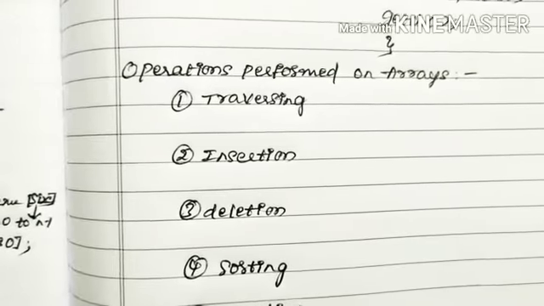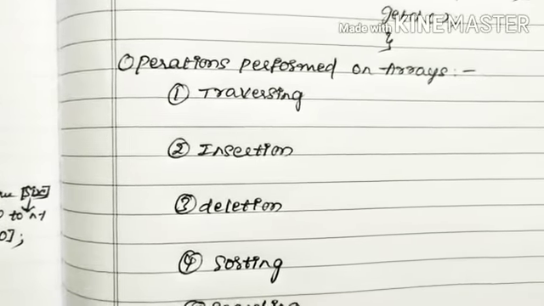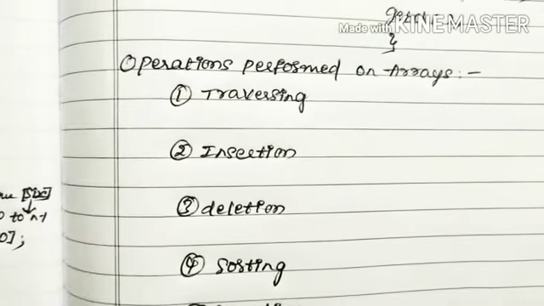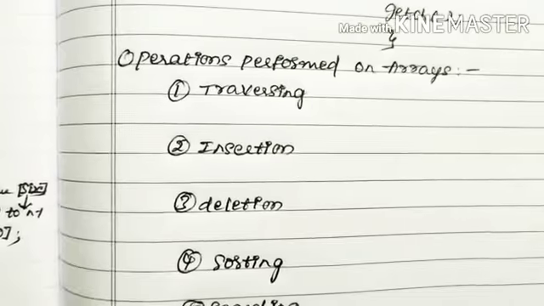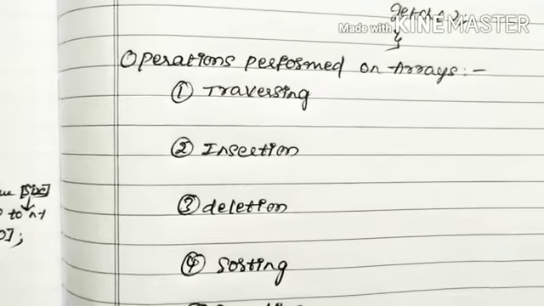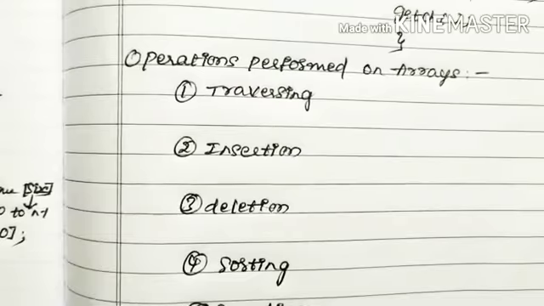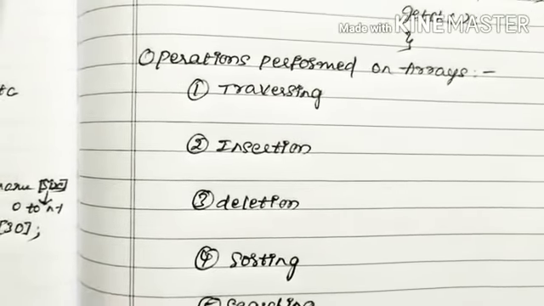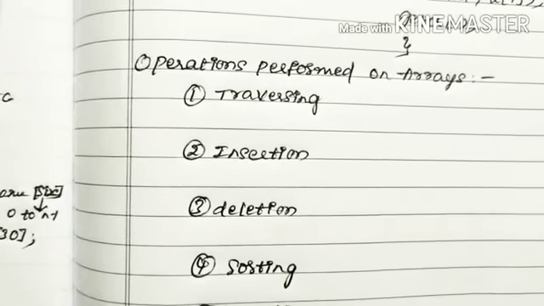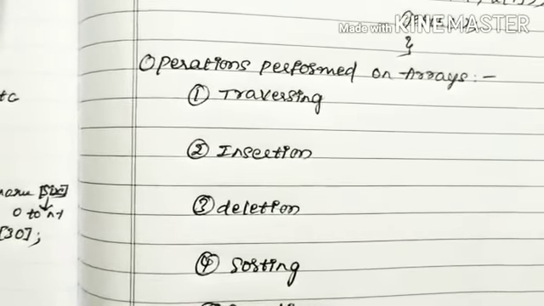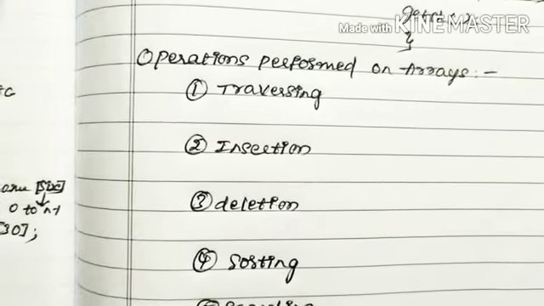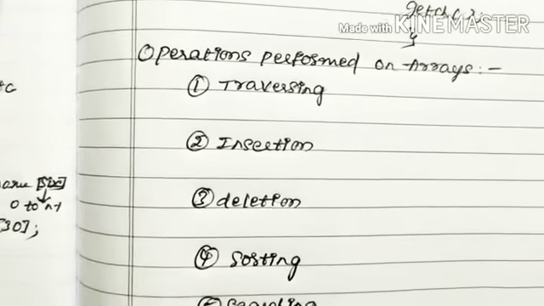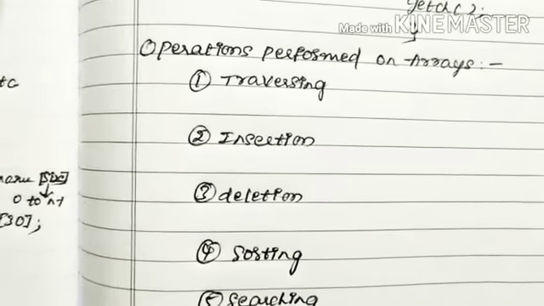Insertion. Insertion is nothing but adding elements in an array. Inserting elements in an array is known as insertion. And deletion. Deleting any element from an array is nothing but deletion. Sorting. Sorting means arranging in a particular format, like whether we are going to arrange in ascending order or in descending order. Searching. Searching means checking whether an element is present in the entire array or not.